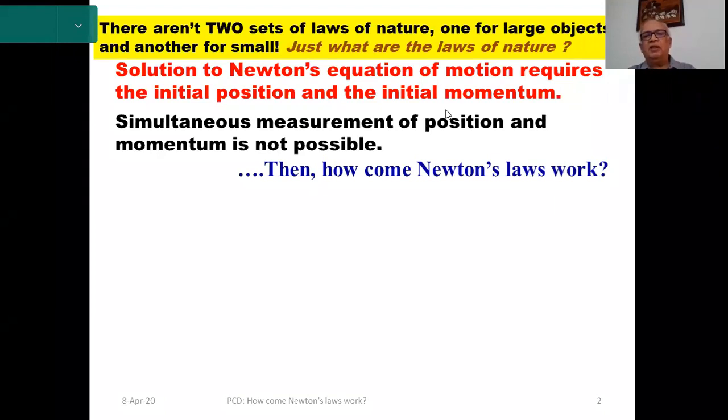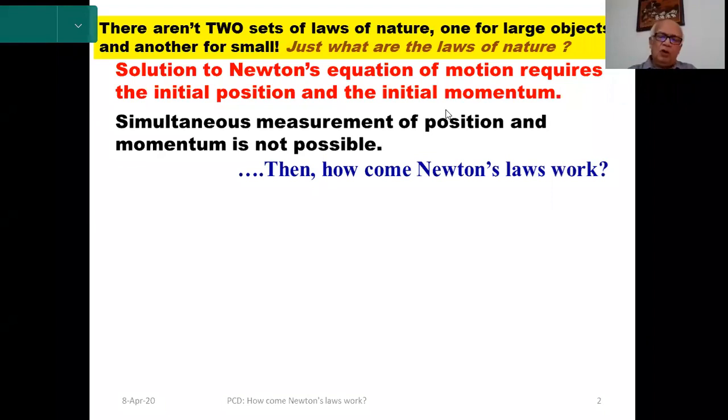And the uncertainty principle is a very nice way of putting this information in a compact and quantitative manner. But then you have to define various operators and so on for that. So I will get to that point a little bit later. But now we see the conflict between Newton's laws and the laws of nature. Newton's laws require the position and momentum, and these are not simultaneously available. Yet, Newton's laws seem to work in a large number of situations.